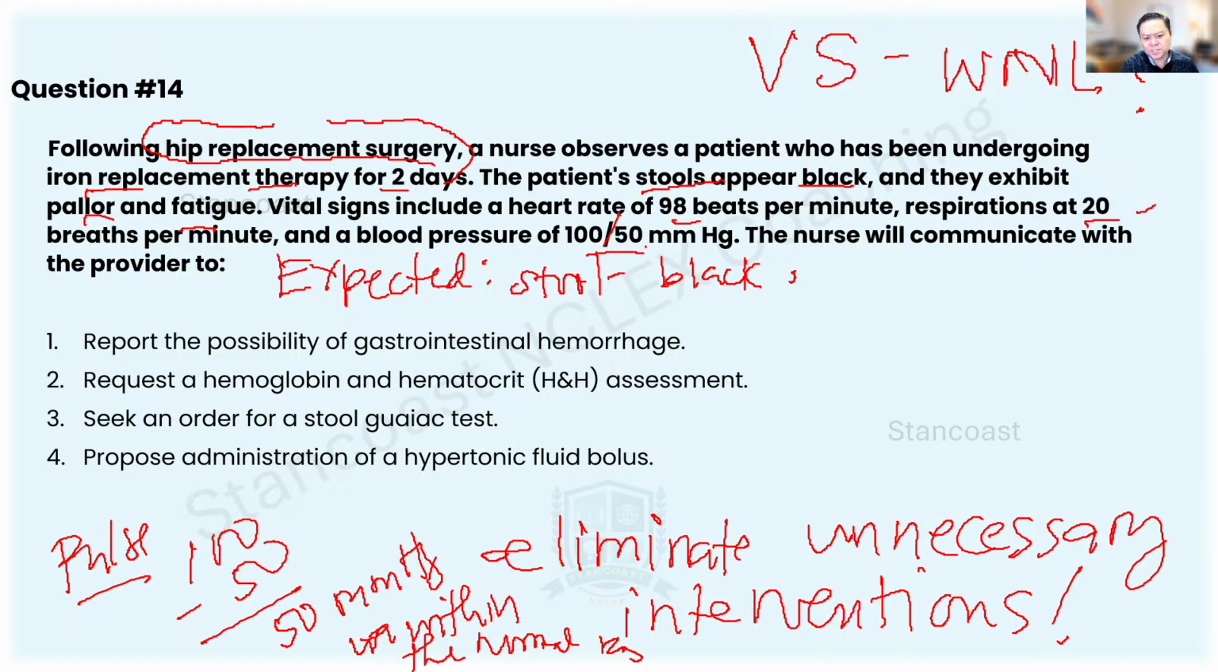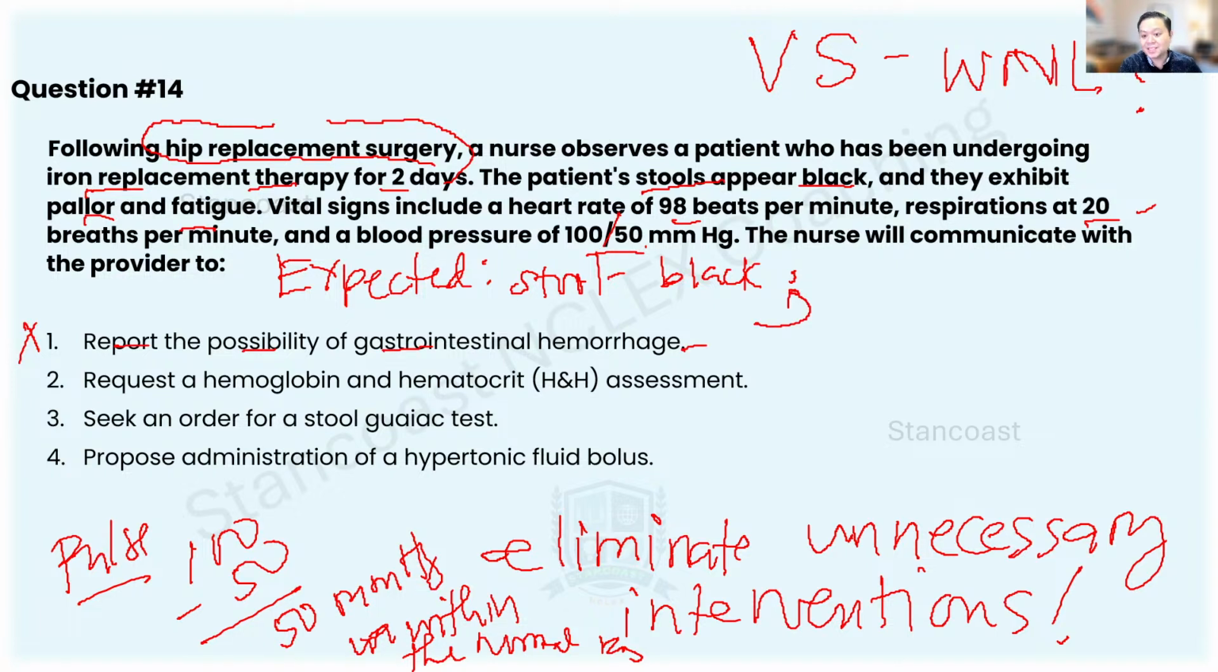Yeah, you might consider this slightly low, but is this concerning? Will you consider this an urgent issue? Of course not. 100/50 blood pressure? No, it's not indicating urgency. It's not even considered low in some patients. All right? So, not considered low blood pressure. Okay, remember about the mean arterial pressure and the pulse pressure? You've got to calculate those. Okay, so we are going to eliminate 1, report the possibility of GI hemorrhage.